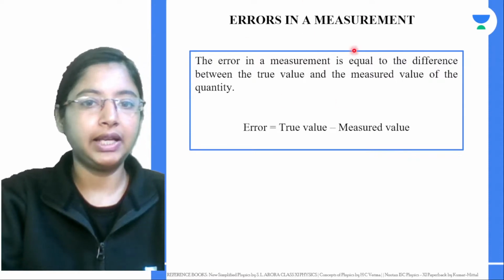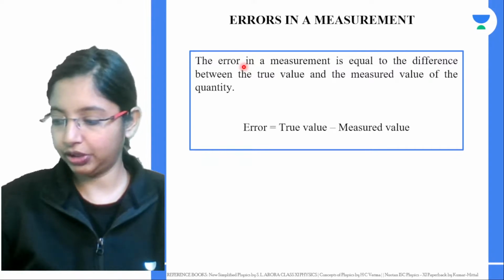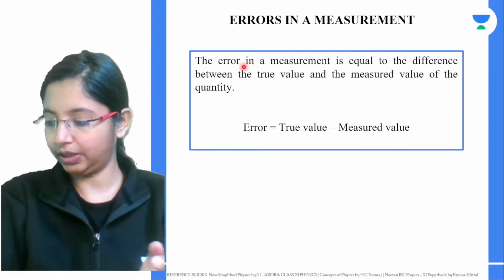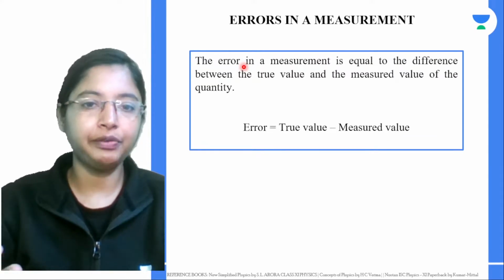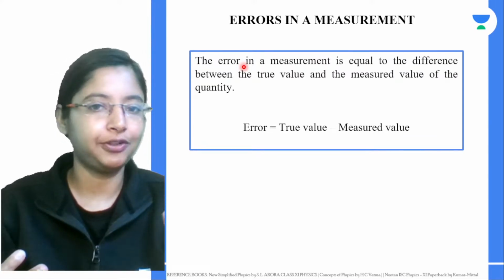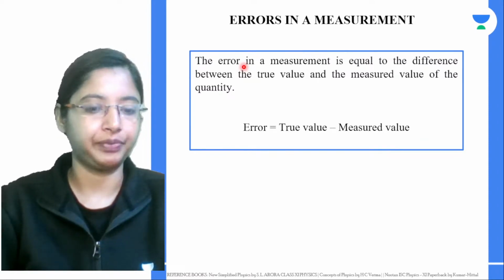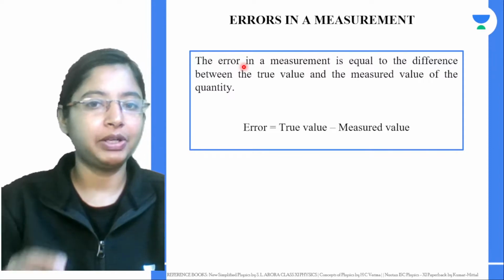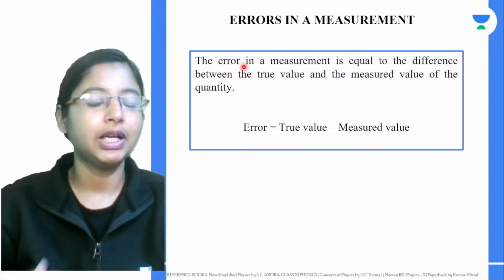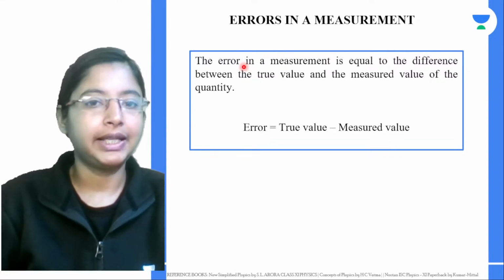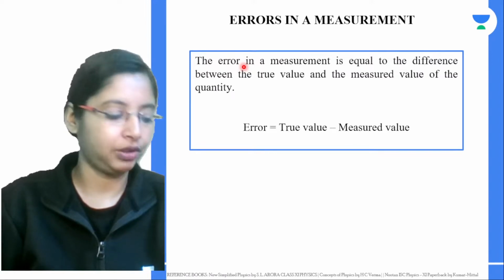Okay, so the errors in measurements. Whenever you're talking about an error when you're doing a measurement, any sort of measurement you're making with an instrument will mostly have one error or another. Okay, so the errors could be because of different reasons. All right, but when you're talking about error, the error in a measurement is equal to the difference between the true value and the measured value of the quantity.